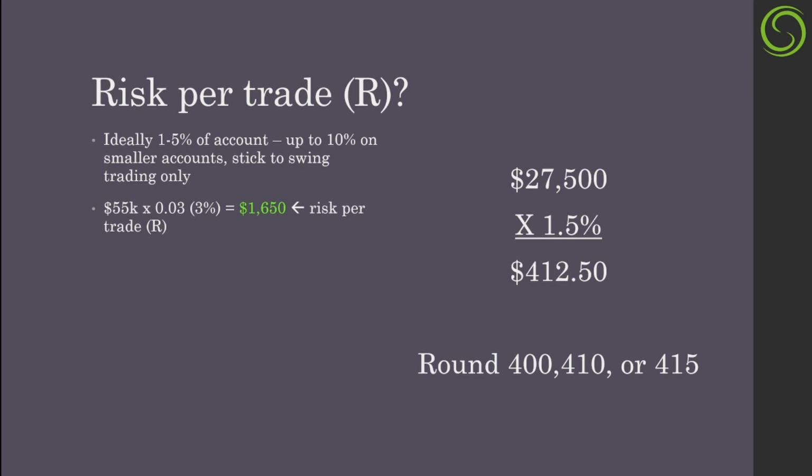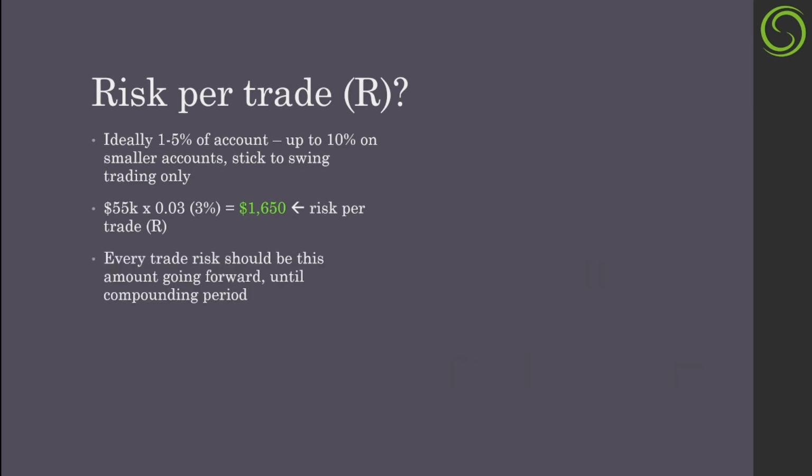Let's look at another example. Let's say your account is $27,500, and you want to use 1.5% to calculate your R. That will get you an R of $412.50. Now, I would round this to either 400, 410, maybe 415. I just like things to be clean, but you don't have to. I wouldn't round up much though, as that could lead to throwing some risk calculations out of whack. This will allow you to standardize your trading risk and make it easy to calculate position size for trades.